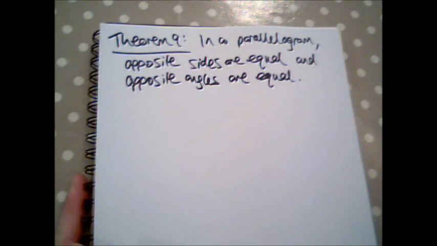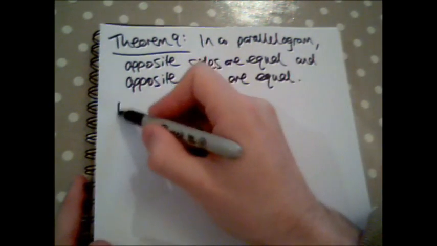So now we're going to have a look at Theorem 9. This says that in a parallelogram, opposite sides are equal and opposite angles are equal. So let's draw a parallelogram.